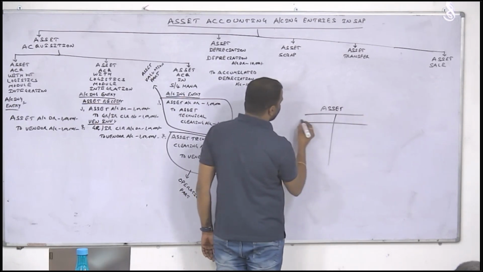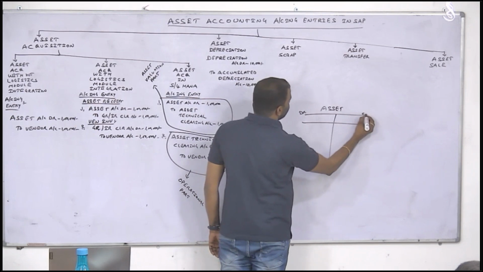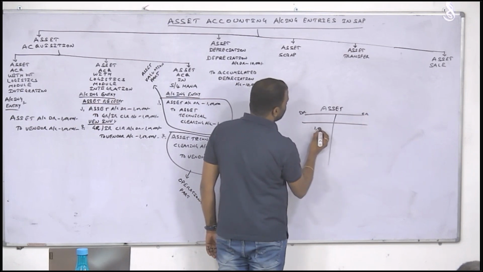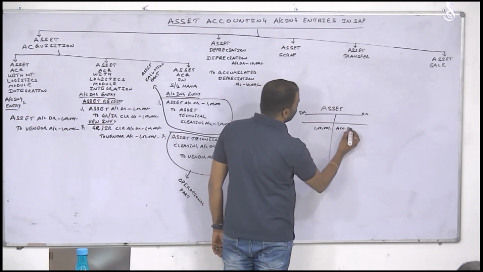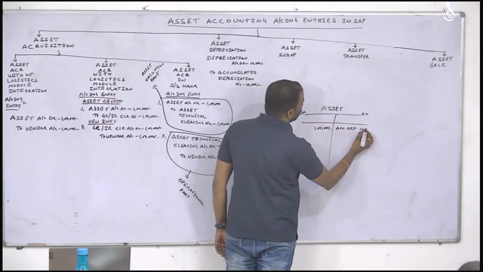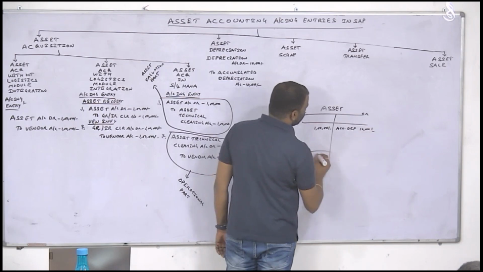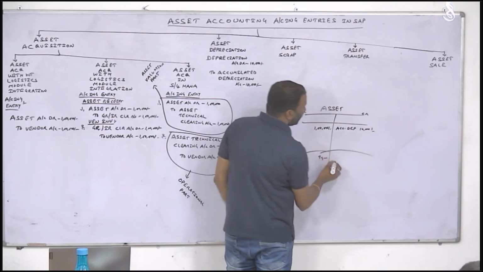What is the balance? Debit balance always, right? This is debit. This is credit. Debit, how much value? 1 lakh. Now accumulated depreciation, just assume that. What is the value? 10,000. Now what is our net book value? 90,000. You should always remember this.